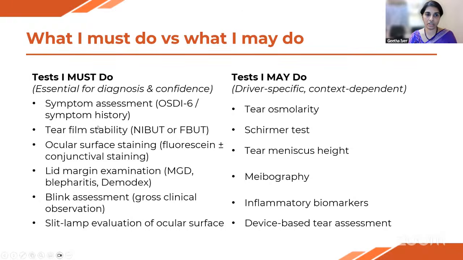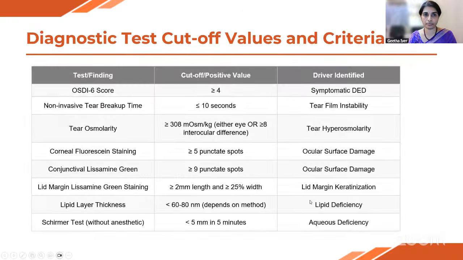So what I must do versus what I may do for these patients to identify the etiological drivers. What is essential is symptom assessment, tear film stability, the NIBUT or the fluorescein breakup time, ocular surface staining, lid margin examination, blink assessment, and slit lamp evaluation of the ocular surface. These are non-negotiable. The tests that I may do are tear osmolarity, the Schirmer's, the tear meniscus height, the meibography, inflammatory biomarkers, and device-based tear assessment. There are certain specific cutoff values and criteria that have also been provided by DEWS 3 for each of the parameters that are highlighted here.